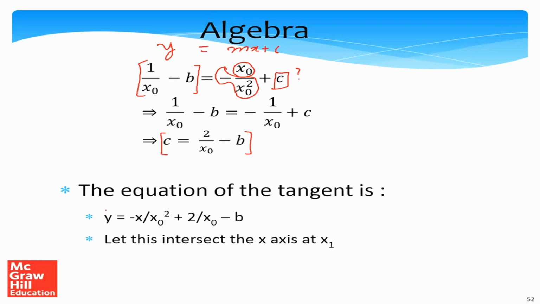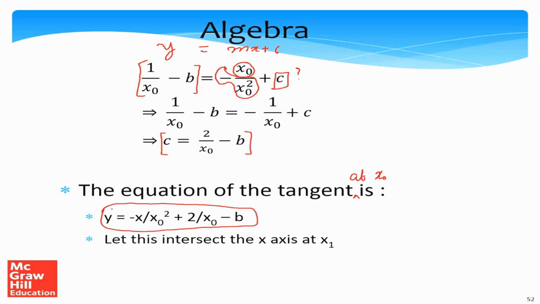So the equation of the tangent becomes y = -x/x0². The equation of the tangent at x0 is y = -x divided by x0² plus 2/x0 - b. That is mx + c; we know m and c, so this is the equation.